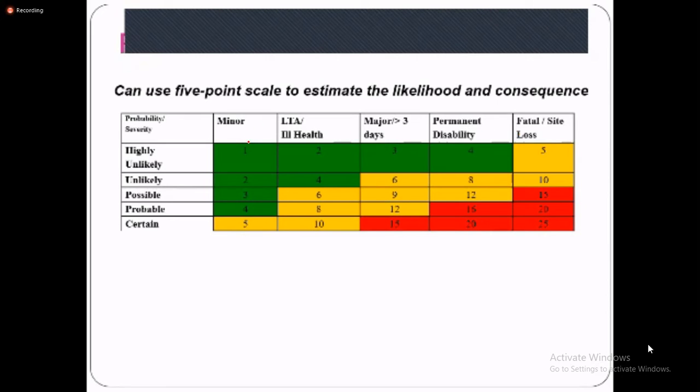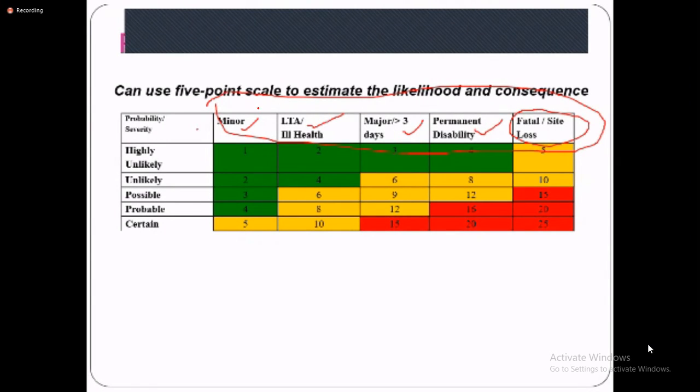For example, this side is severity, right? You can see severity: minor, lost time accidents or ill health. Second, an over 3 days accident, lost time, comes here. Or permanent disability comes here. And fatal or sight loss, sometimes a fire can result in sight loss.